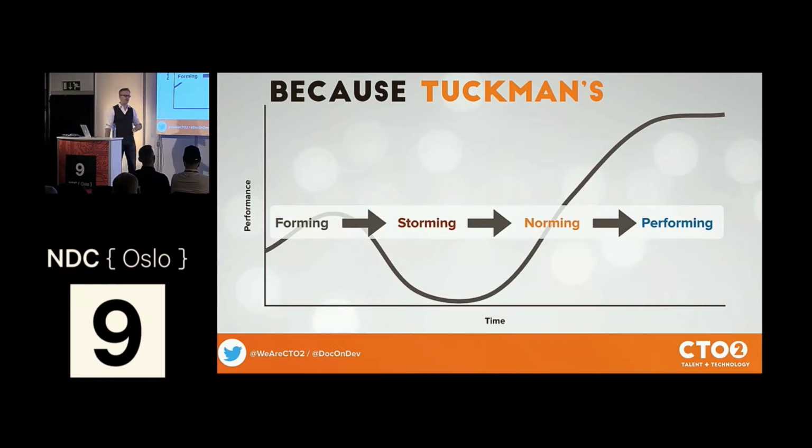And in norming, what happens is now we're having more civil discussions. We're starting to reach compromise, understandings, standards. The team starts to agree where the curly brackets go. The team starts to agree how the commit messages are supposed to be written, right? And all of that kind of noise starts to fall away, and we move into performing. And now you have a team that is performing well.